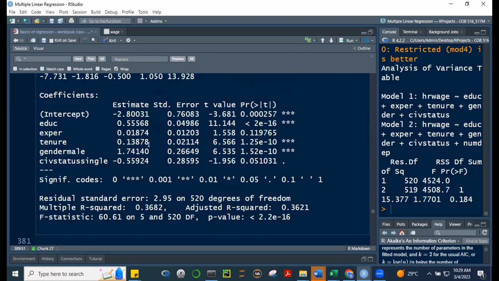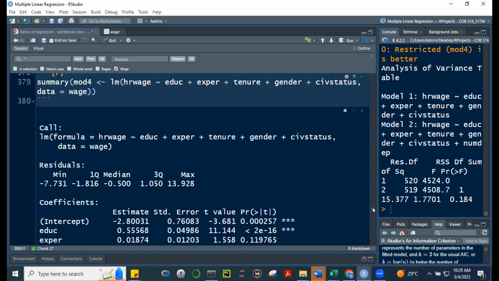Yes sir, we have experience and civil status. They're still insignificant, so we can still perform stepwise, backward. So sino yung tatanggalin natin dito? Si experience, sir, the higher t-value. Okay, did that answer your question?